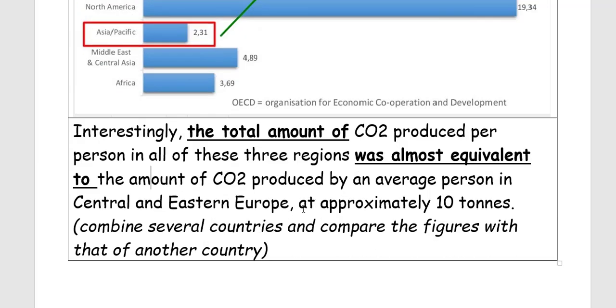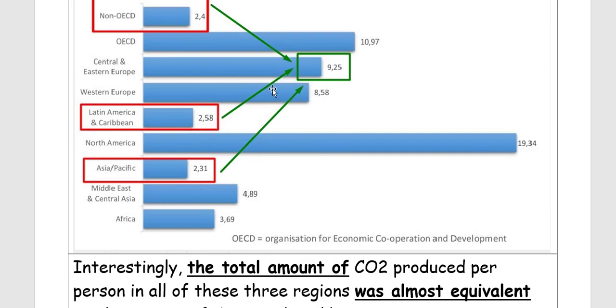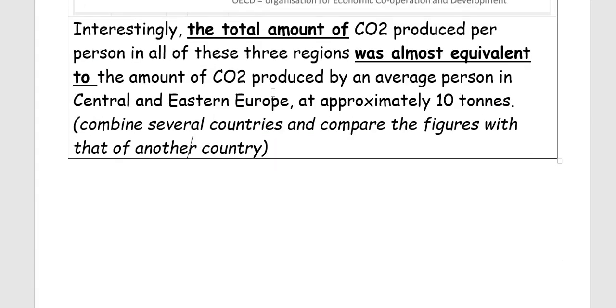All right, and then at approximately 10 tons. In this case, at means at the level of. And instead of writing about or around, use the word approximately because it's an academic word for the IELTS examination. So combine several countries and compare the figures with that of another country. And that's exactly what we've done now. Next.